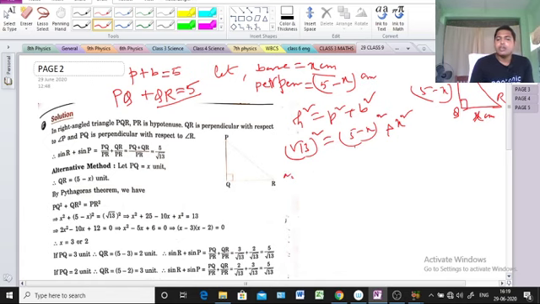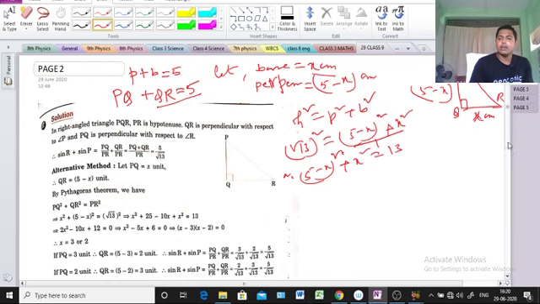Now we can change this. I'm changing the position here, bringing the right hand side to the left hand side. So 5 minus x whole square plus x square equal to root 13 whole square. Root 13 whole square means only 13 will come, because root and square will be cancelled. Clear? Up to this one clear?